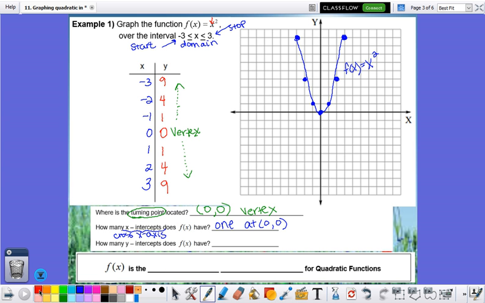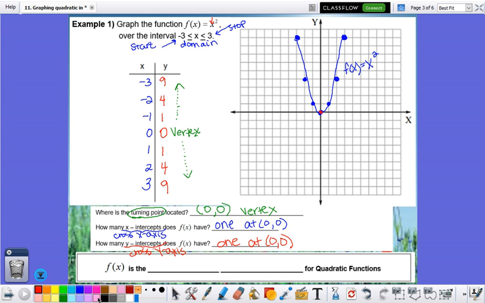And then as far as y-intercepts, this is where it crosses the y-axis. And there's only one as well. I only touch the y-axis at that same point, 0, 0.